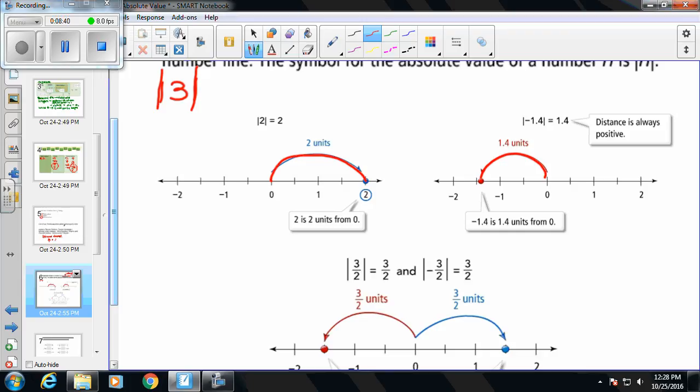Okay? You might want to write that down. Absolute value of a positive number is the number itself. Absolute value of a negative number is the opposite of the number. Okay?